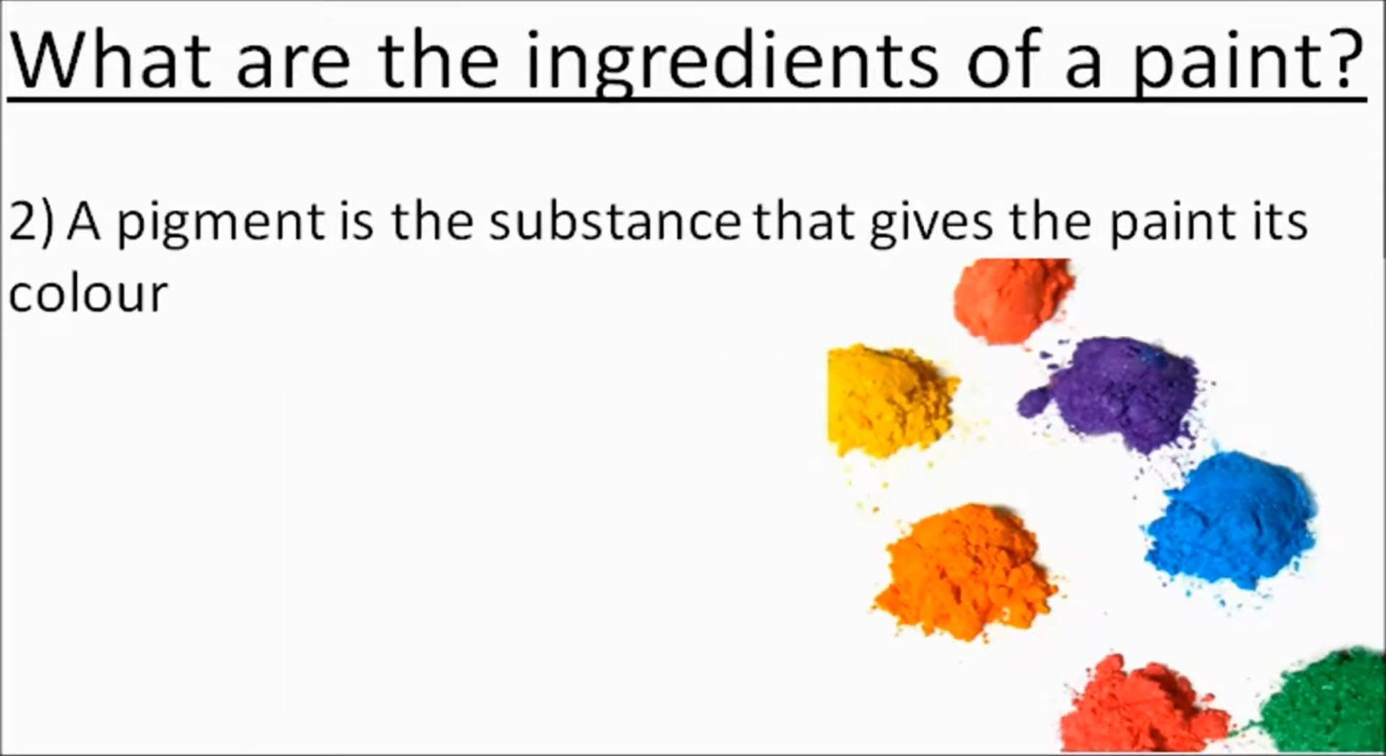Secondly, they have a pigment in them. This is what gives it its colour. Now, pigments work by absorbing a certain wavelength of light and reflecting other wavelengths. And our eyes interpret these wavelengths as colour.